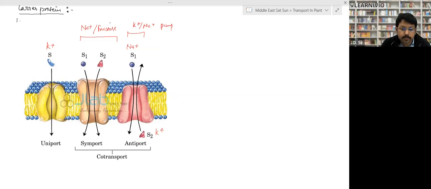In the antiport method, both molecules move in opposite directions.